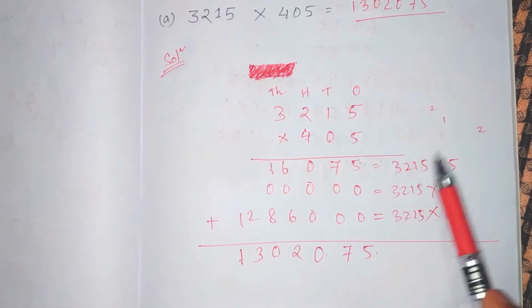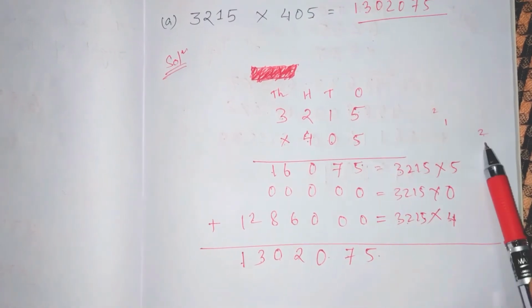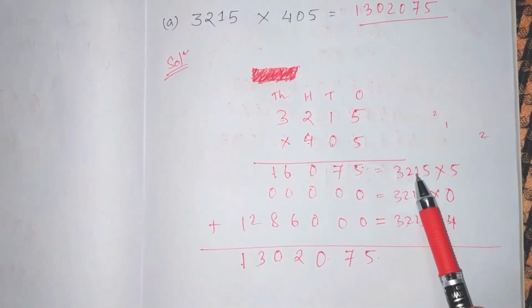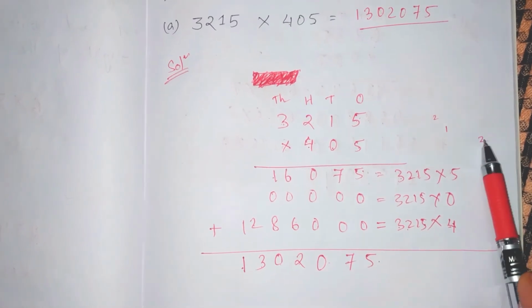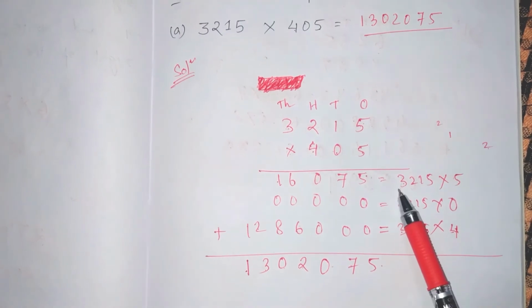You see 3215 into 5. So 5 into 5 is 25. 5 I have written, 2 is in hand. 5 into 1 is 5 plus 2 is 7. Then 5 into 2 is 10. 0 I have written, 1 will be in hand. 5 into 3 is 15 plus 1 is 16.